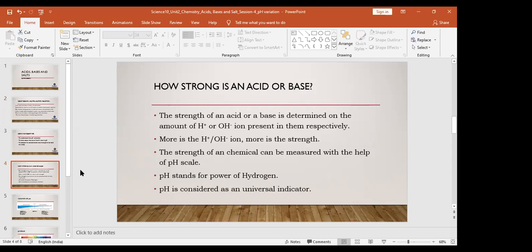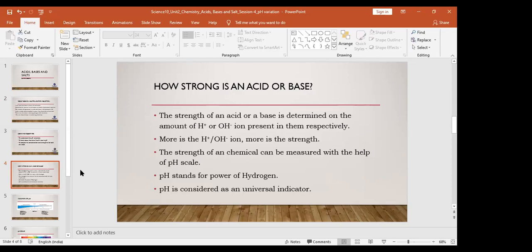Pranavi, what is the ion present in the acid, or what is the ion present in the base, which helps us to determine the strength of it? Ma'am, it is H plus or OH minus ion. Where do you find H plus and where do you find OH minus? Ma'am, H plus is found in acids and OH minus is found in bases. Correct.